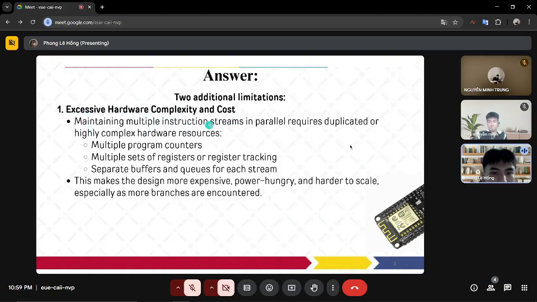Maintaining multiple instruction streams in parallel requires duplicate or highly complex hardware resources, like multiple program counters, multiple sets of registers or register tracking, and separate buffers and queues for each stream. This makes the design more expensive, power hungry, and harder to scale, especially as more branches are encountered.